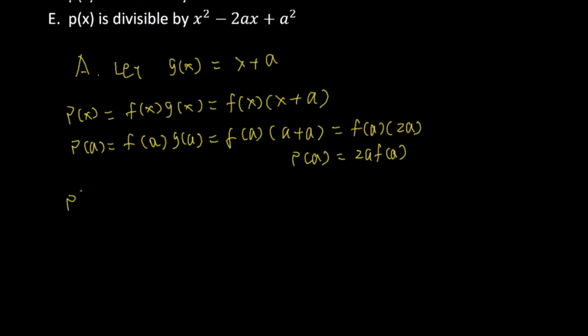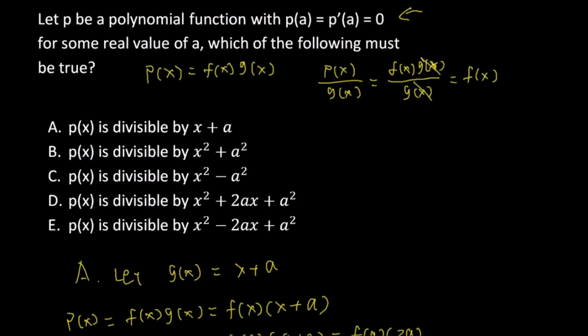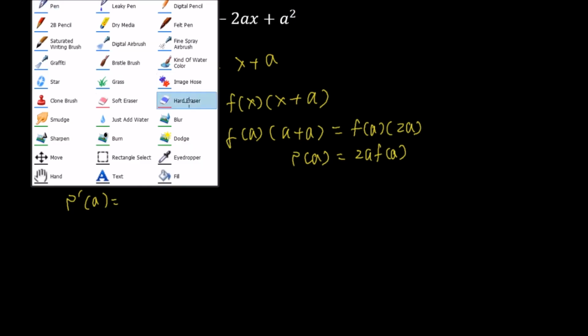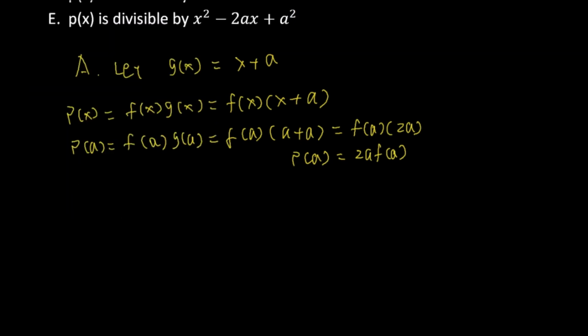Okay, we already looked at p at a. Now we have to see p prime at a. Remember, we're looking for both here, p at a and p prime at a equal to 0. So what would be p prime at a? This is the product of two functions. Maybe I can write it like this, maybe it's easier for you to follow. P prime at x is equal to f prime at x times g at x plus f at x times g prime at x.